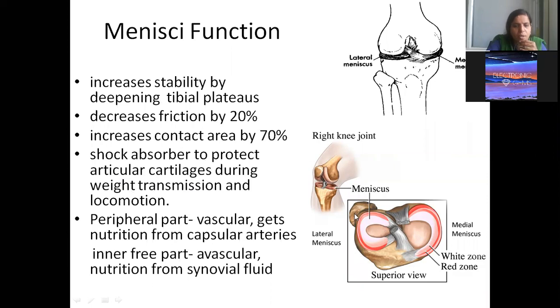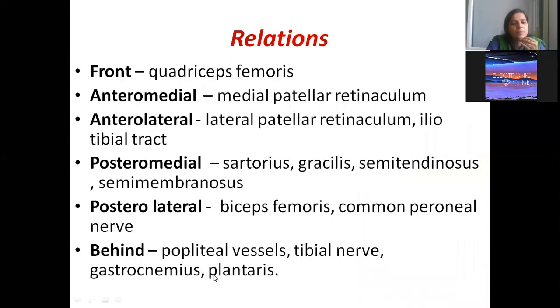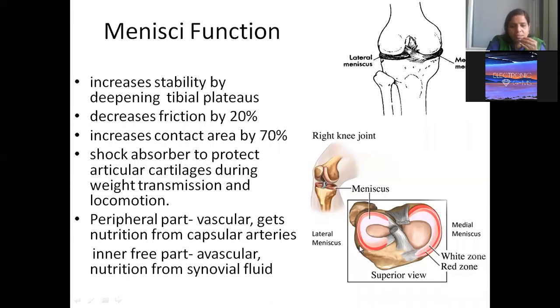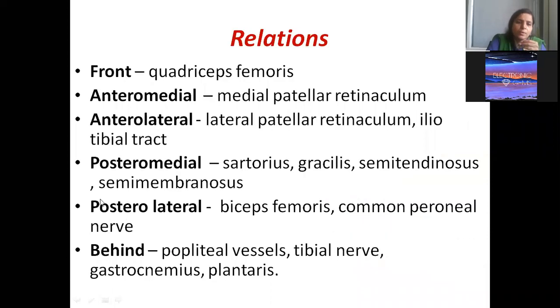The peripheral part is shown in red color because it is highly vascular. We know the anastomosis around the knee joint: the blood vessels are situated outside, and the penetrating arteries come and supply from outside. That's the reason the peripheral area receives good nutrition, whereas the inner area may not receive such a great blood supply as the peripheral margin. That is written here: the inner free part is not so vascular, and nutrition to the inner sharp margin is derived from synovial fluid.